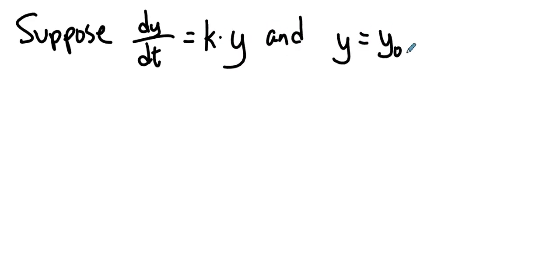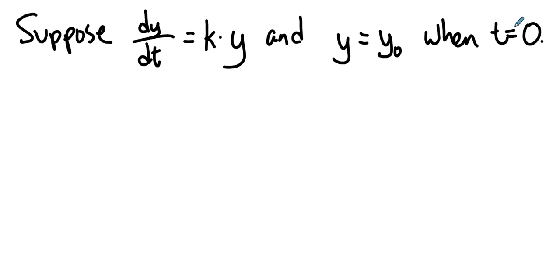Okay, so in this screencast, we dare to apply what we've learned. What do I mean? Let's suppose that dy/dt is k times y, and that y is y naught when t equals 0.